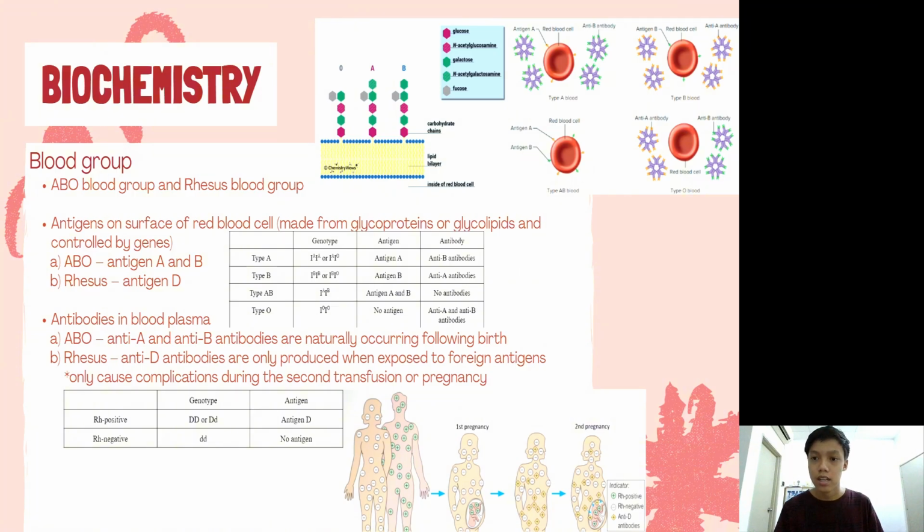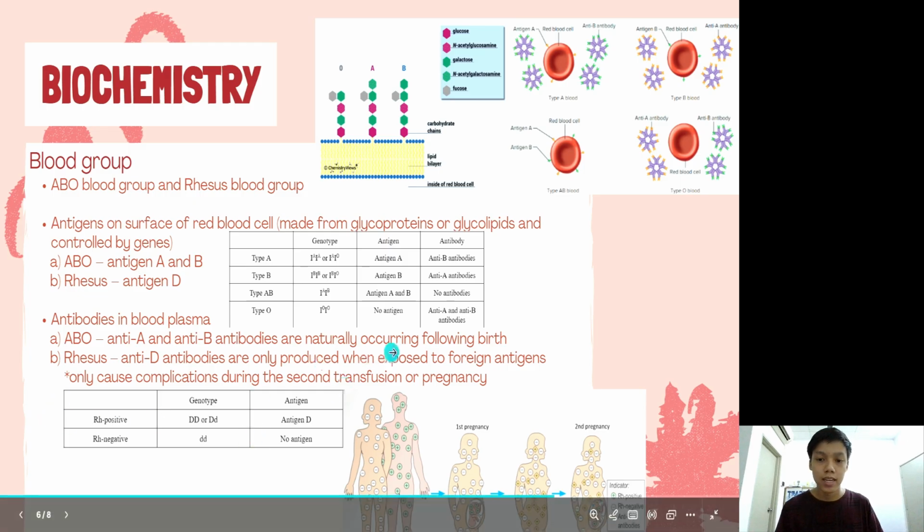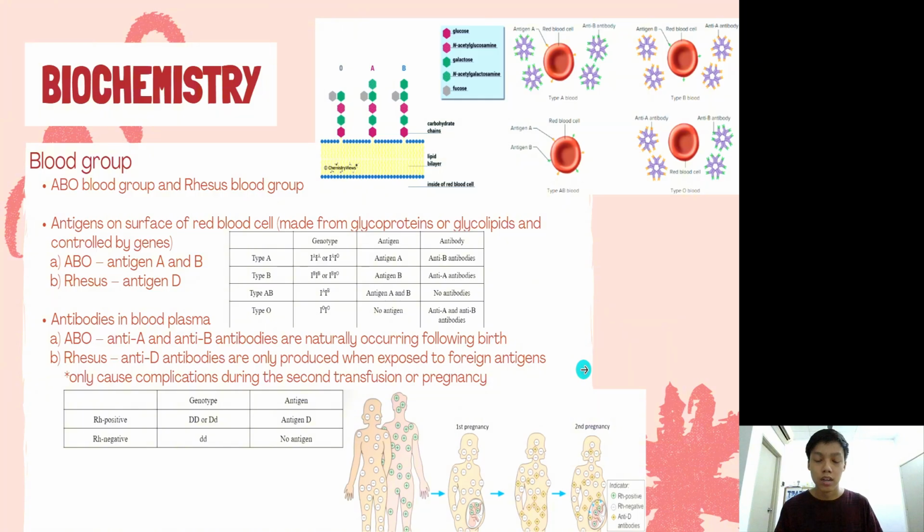As we can see here, type A has anti-B antibodies, type B has anti-A antibodies, and type O has both anti-A and anti-B antibodies. Now the difference for antibodies in the ABO blood group and rhesus blood group is that for the ABO blood group, the antibodies are naturally occurring following birth. That means they are already inside the blood plasma when we were born.